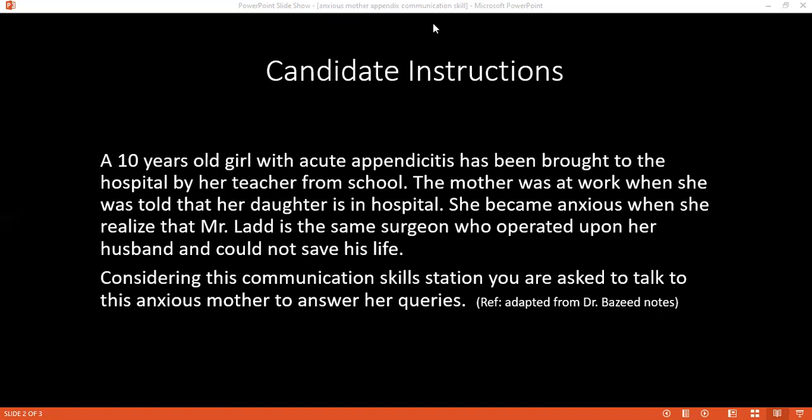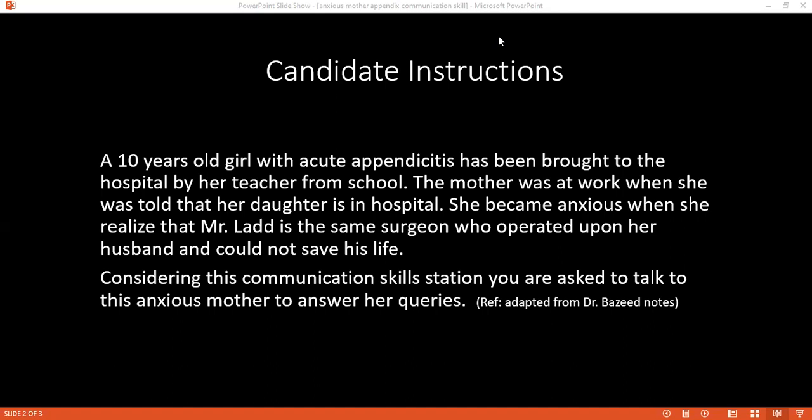I'm sorry to hear that. Please accept my sincere apologies. But can you please tell me when and what was the exact cause? It was 1 year back, and they said my husband has cancer in his colon. And then Mr. Ladd, he's the same surgeon. I remember now. I'm really so sorry to hear that. But cancer and surgery are two different conditions. Your husband might have died of cancer, but not because of Mr. Ladd, because he is one of the excellent surgeons here in the hospital.